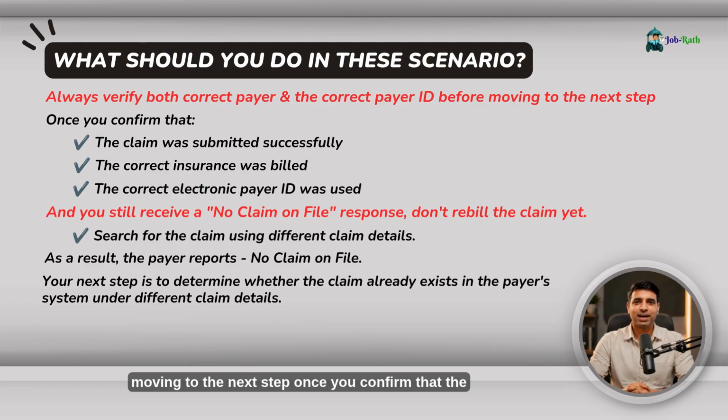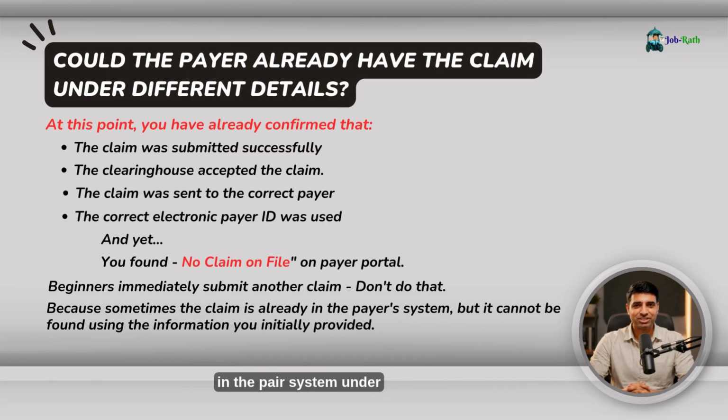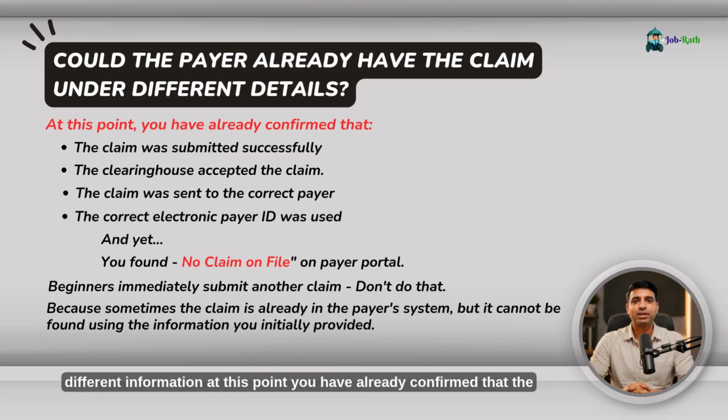Once you confirm that the claim was submitted successfully, the correct insurance was billed, the correct electronic payer ID was used, and you still receive a no claim on file response, don't rebill the claim yet. Your next step is to determine whether the claim already exists in the payer's system under different claim details. Now, let's move to the third question. Could the claim already exist in the payer's system under different information?